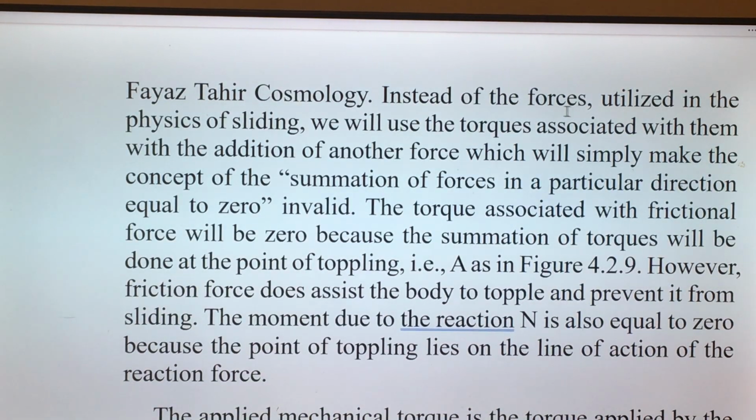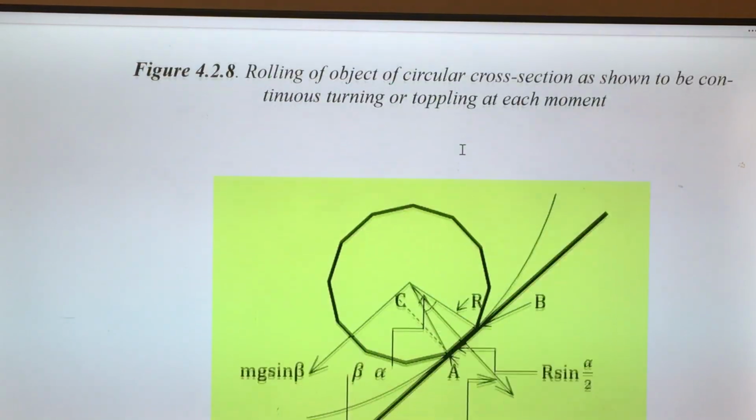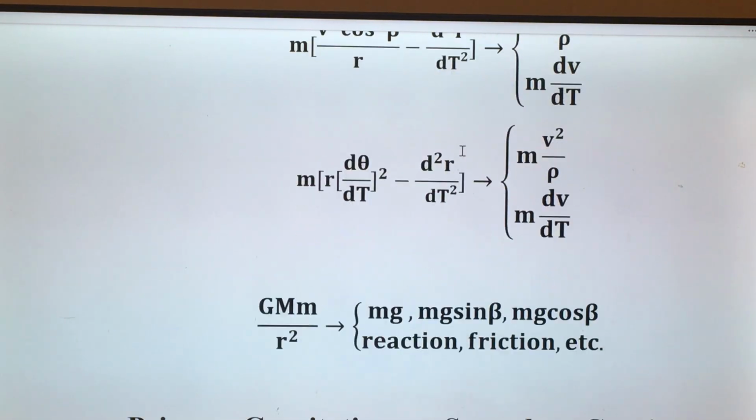So instead of the forces utilized in the physics of sliding, we will use the torques associated with them, with the addition of another force, which will simply make the concept of the summation of forces in a particular direction equal to 0 invalid. Guys, this is very important to understand. Here I said that in the physics of sliding, which consists of 6 forces, we will add another force. So what is that force? That force is this force.